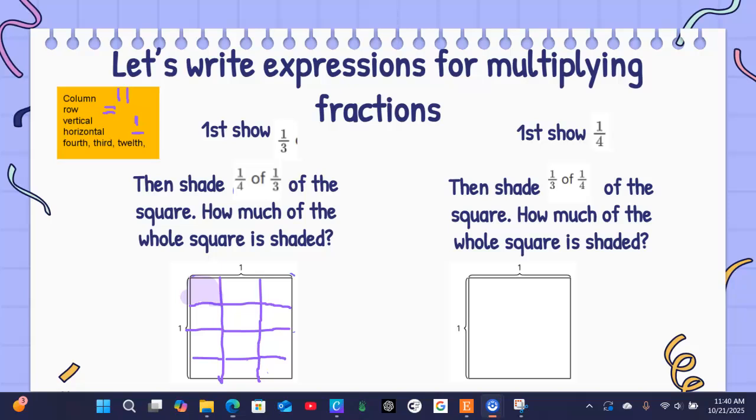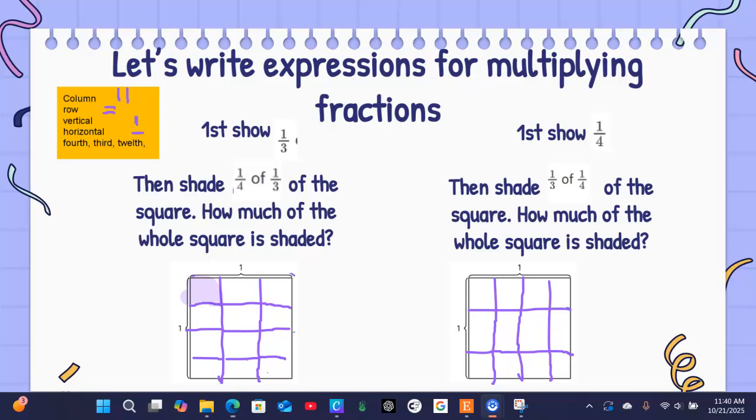Now let's go on to our second one. Now it says show 1/4. So again, this time I'm going to start with this side and make this side 1/4. Let me use some of our vocabulary words. I'm drawing 3 vertical lines to separate it into fourths. And now I'm going to draw two horizontal lines to represent the rows. So the vertical lines represent the columns. The horizontal lines will show me my rows.